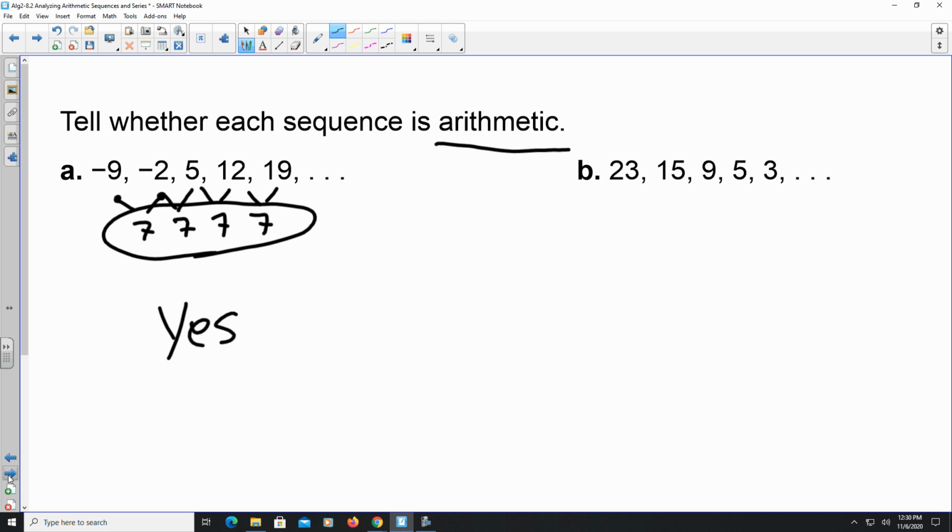Looking at B, if I took the differences between 15 and 23, I would get -8. If I took the differences between 9 and 15, I would get -6. Since these two are not the same value, this sequence is not arithmetic.